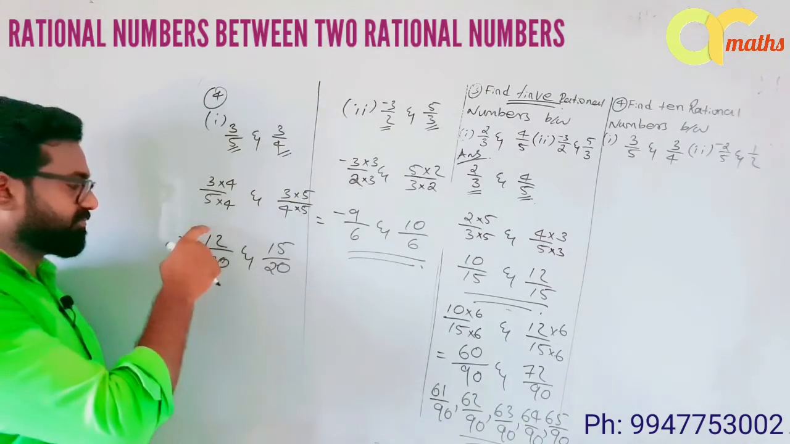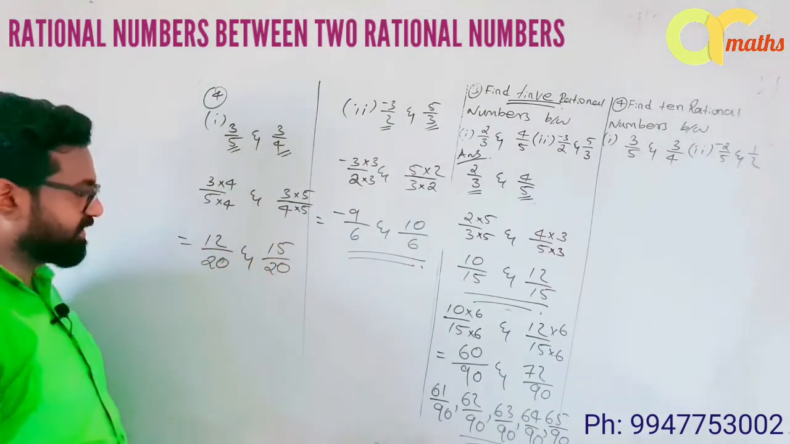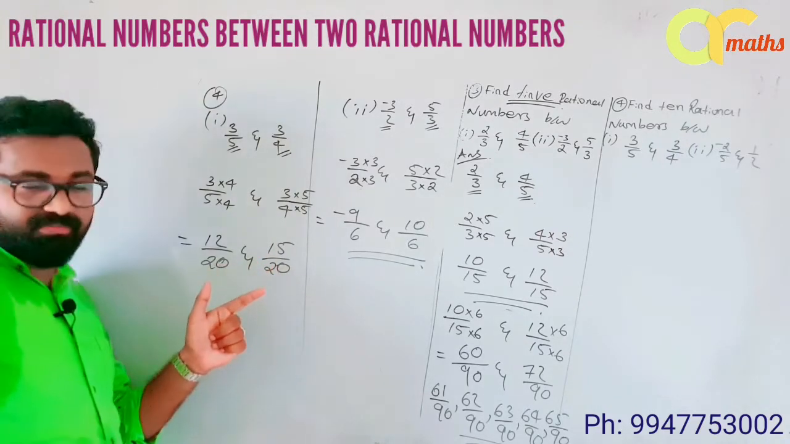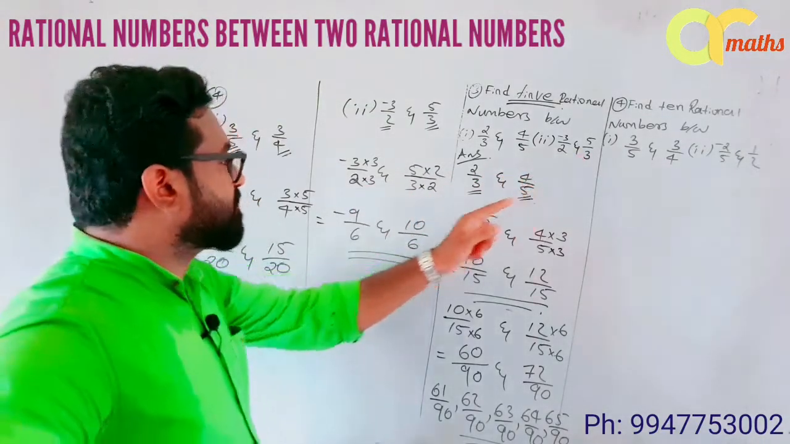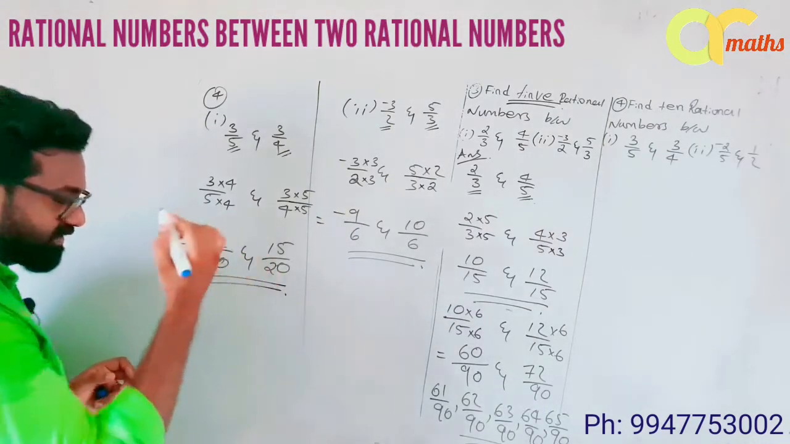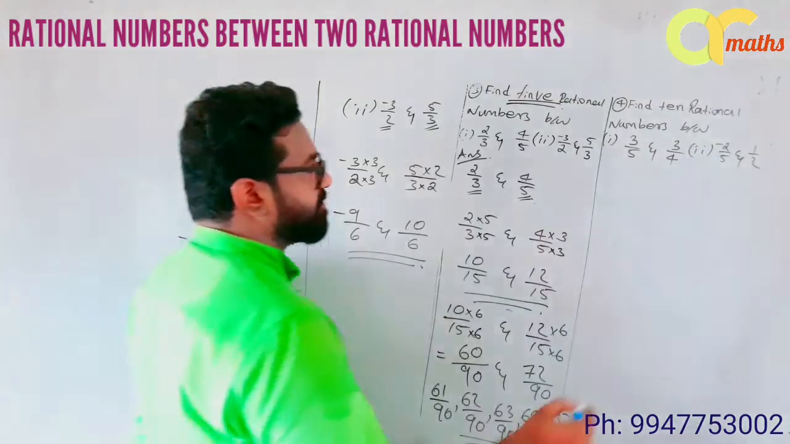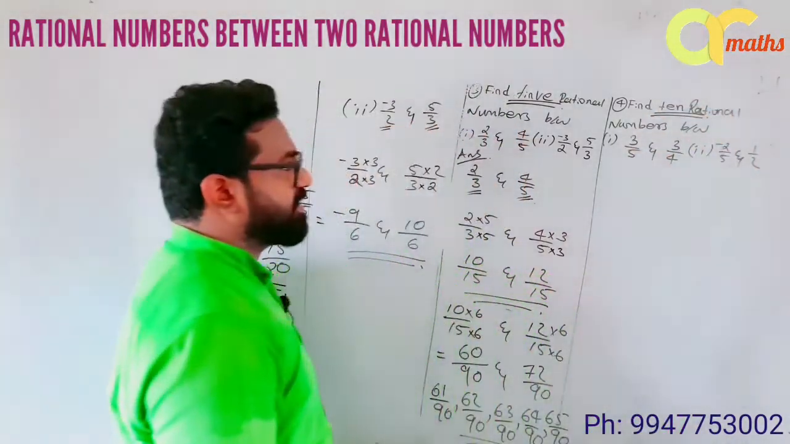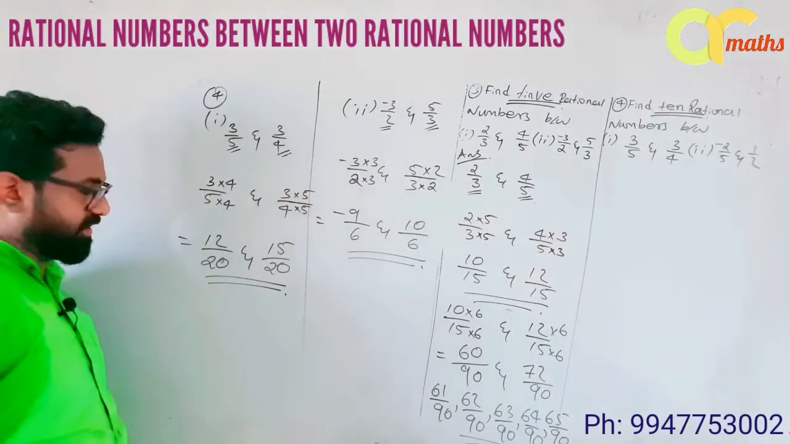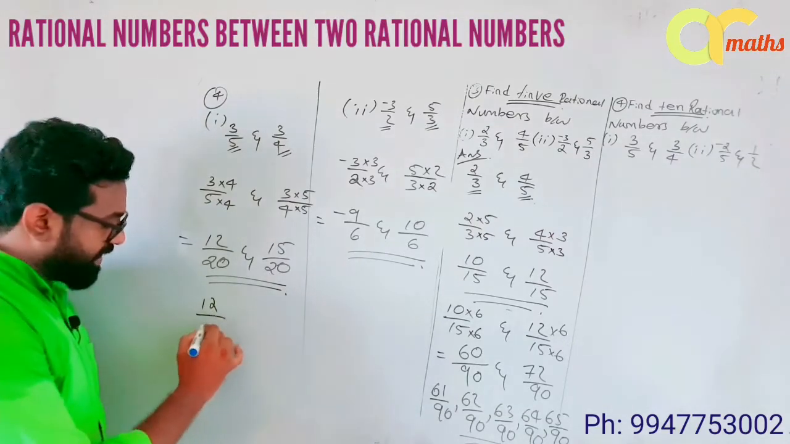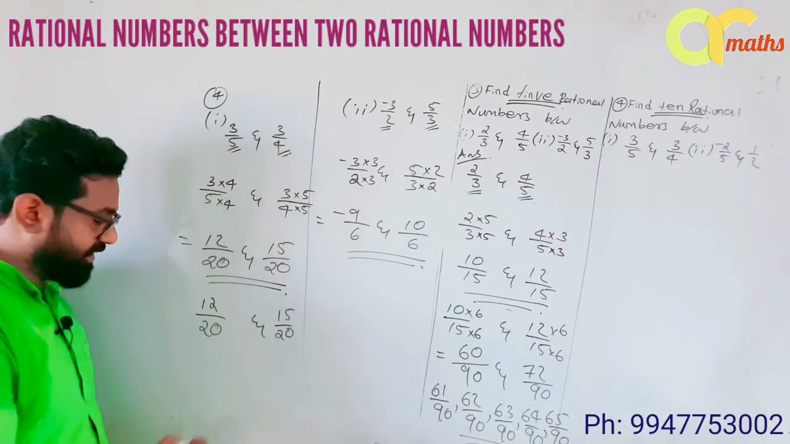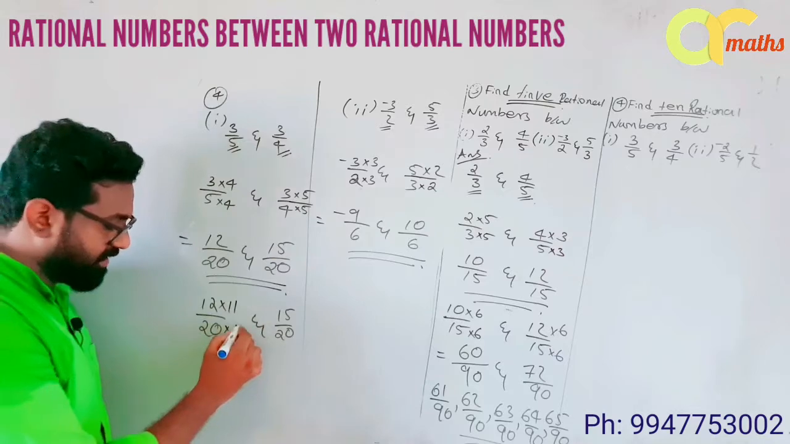How many numbers are between 12 divided by 20 and 15 divided by 20? 13 divided by 20, 14 divided by 20, next 15 divided by 20. So only 2 numbers. We want 10 rational numbers between these 2 numbers. So we have to expand these 2 numbers. How to expand? By multiplying by the next number after 10. What is the next number after 10? That is 11. So 12 by 20 and 15 divided by 20, numerator and denominator multiplied by 11.